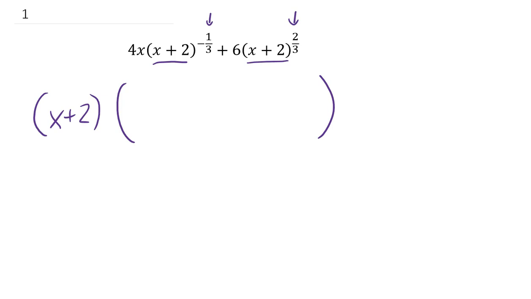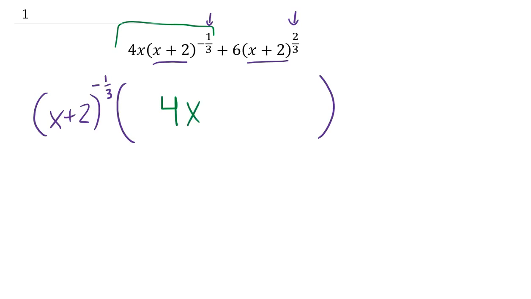If I were doing negative 1/3 compared to negative 4/3, negative 4/3 is less than negative 1/3. I always factor the lower one. In this case, I factor out x plus 2 to the negative 1/3 power. Out of this first term, clearly factoring out x plus 2 to the negative 1/3 power will leave a 4x.